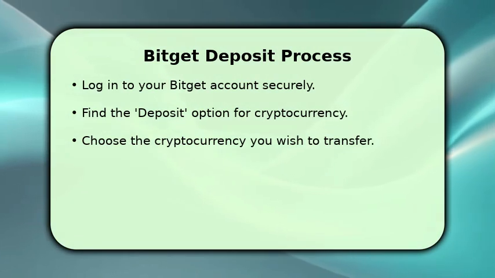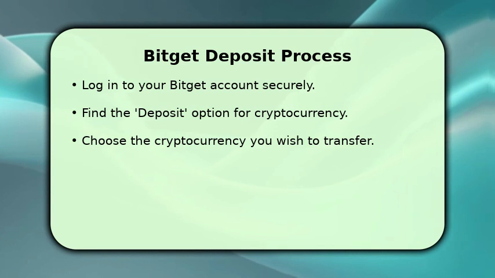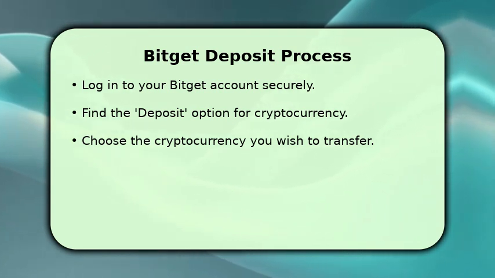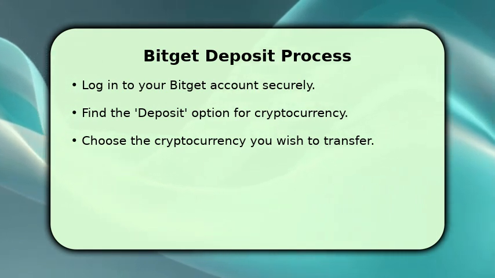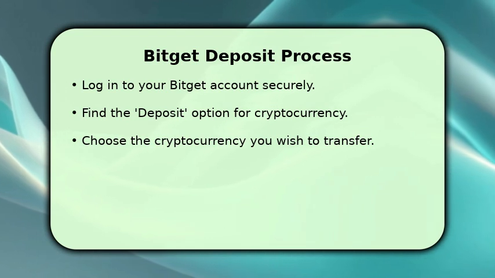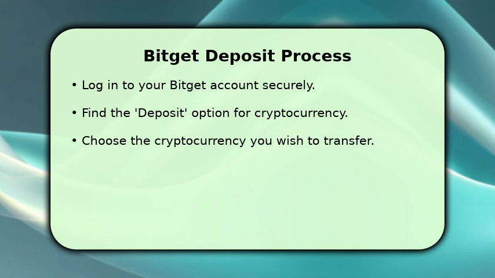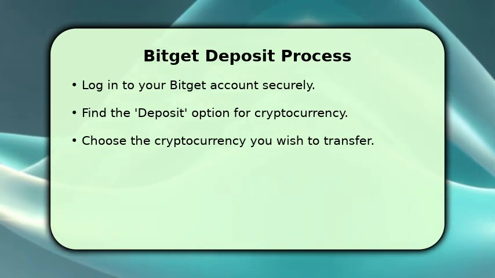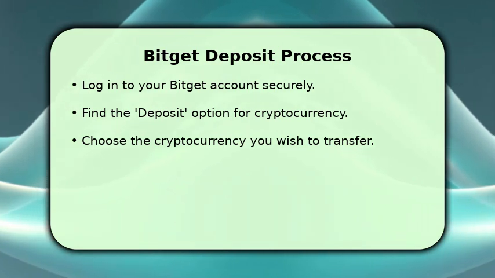Now, log into your BitGet account. Navigate to the Assets or Wallet section and locate the Deposit option. Here, you'll need to select the exact cryptocurrency you wish to transfer from MetaMask. Crucially, choose the identical network that you selected in your MetaMask wallet. This step is vital for a successful transfer and to avoid any loss of funds.